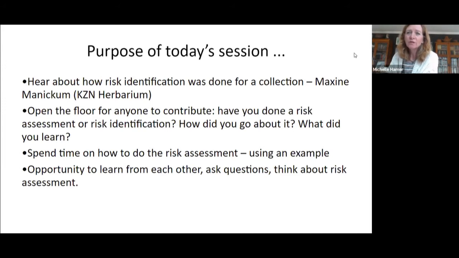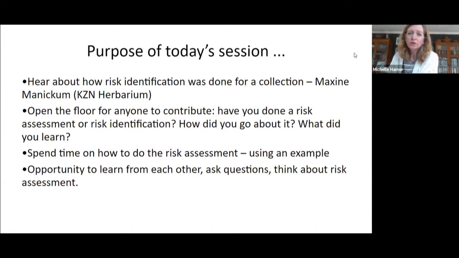But then we'll open the floor to anyone to contribute and ask, have you done a risk assessment or identified risks for your collection? And how did you go about it? And what did you learn from doing that? And we'll see how much input we get. We can learn from each other.